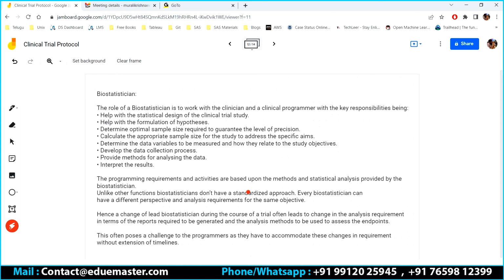But for the new biostatistician, there is a very minimal chance that he will continue with what is left by the previous biostatistician, because it is very difficult to understand what approach he has used. So what is going to happen? The moment I take charge as biostatistician, I will give my own approach. When I give my own approach, what is going to happen?